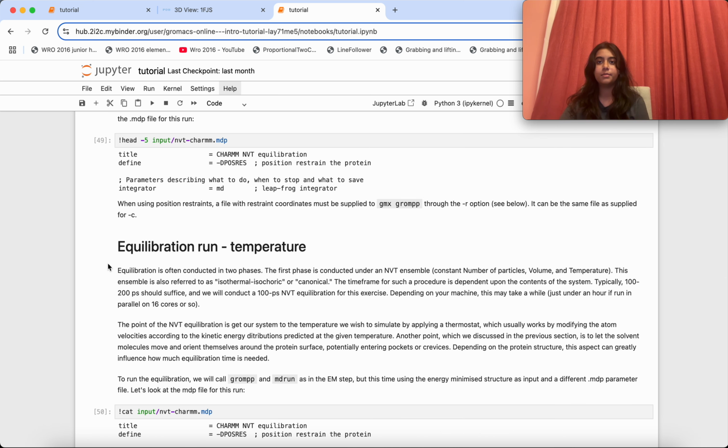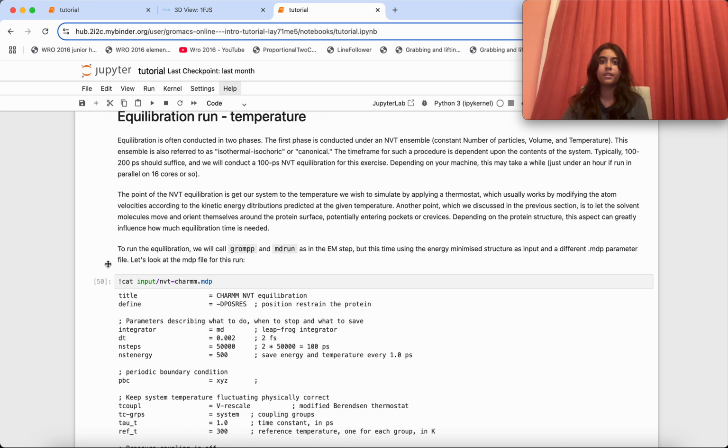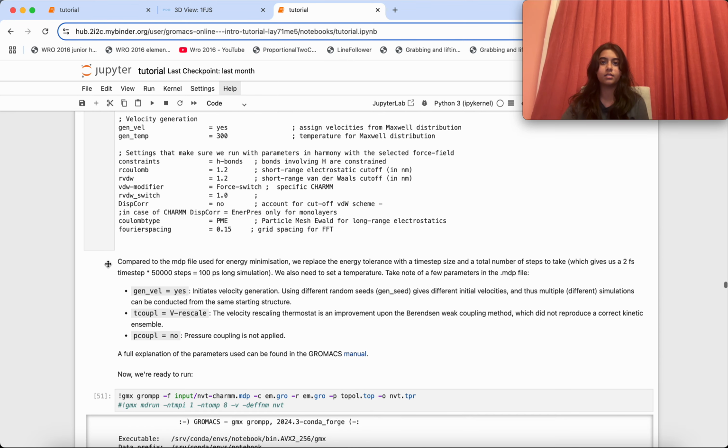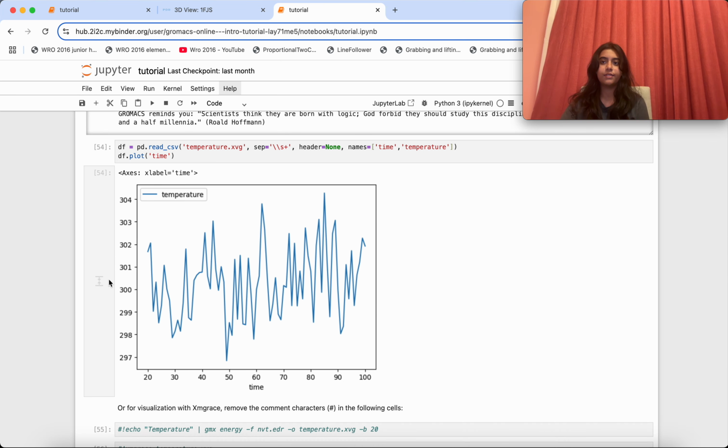Next, we equilibrate the system in two phases. First is to get the system to a simulated temperature by modifying atom velocities according to the predicted kinetic energy distribution. This is a time-consuming step, so we use previously computed results. This shows the temperature of the system reaching the target value of 300 Kelvin and remaining stable.